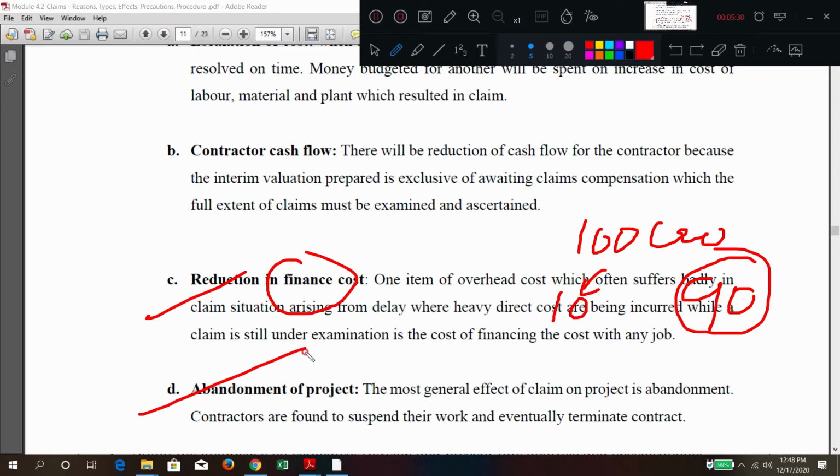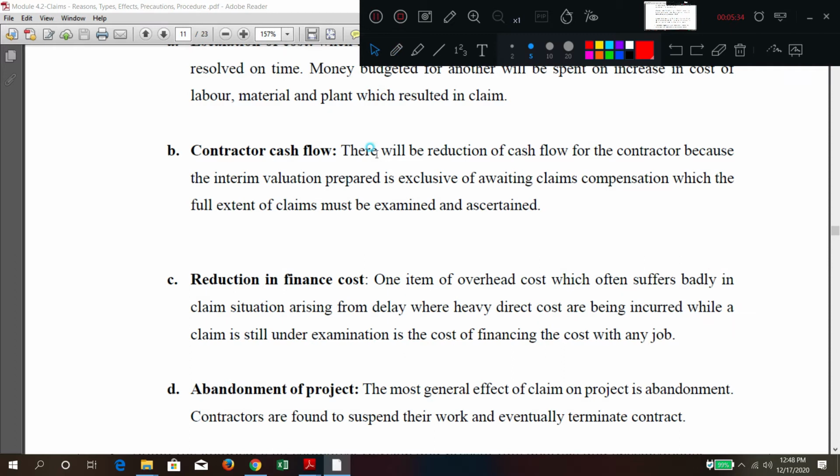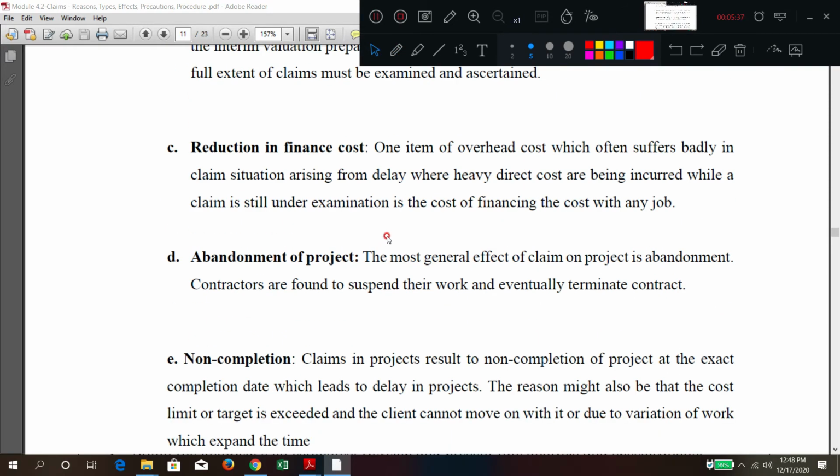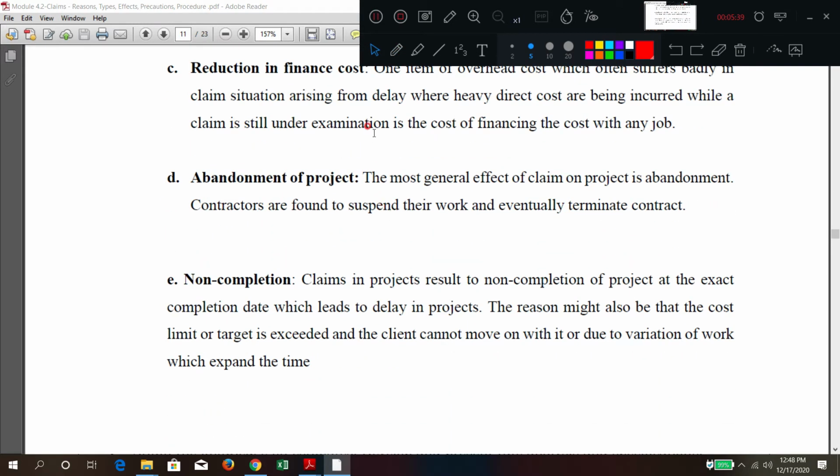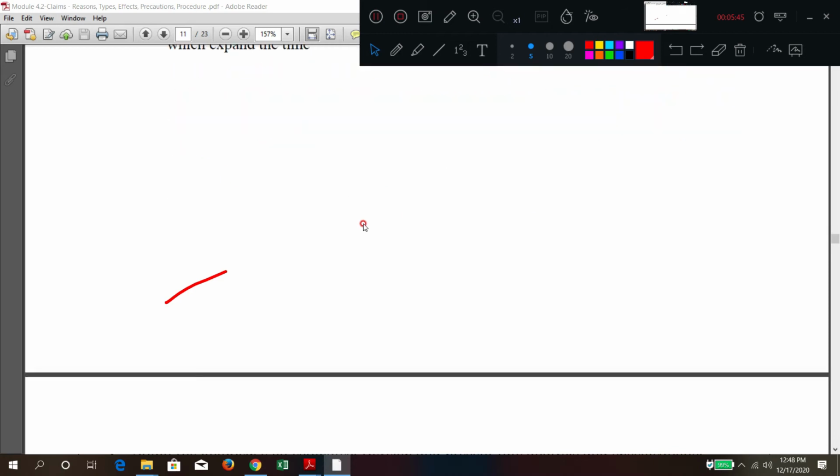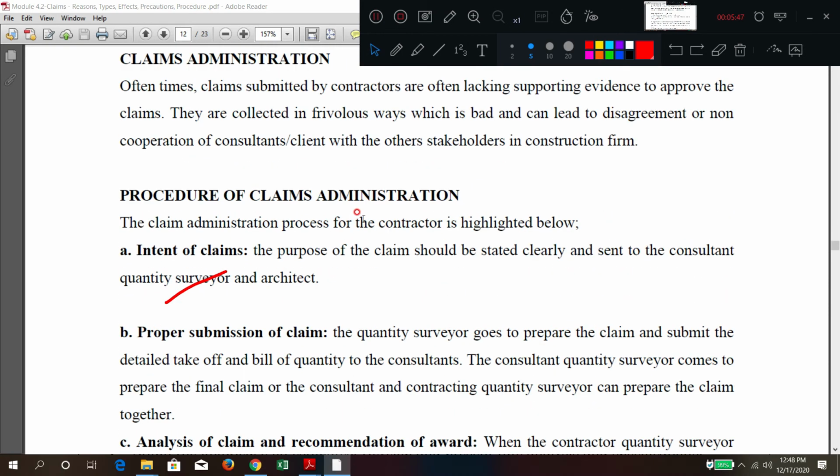Abandonment of the project. That means in total, the project will not get completed. This is the major problem of a claim if not settled. Abandonment of the project or non-completion of the project, both ways it is possible. These are some of the effects, very important from your exam point of view.